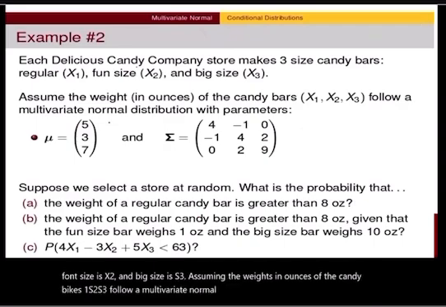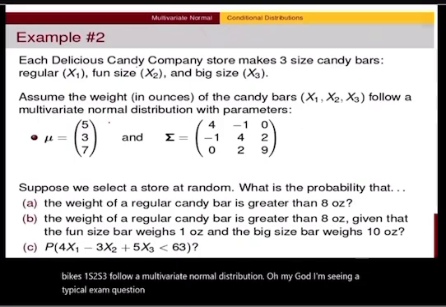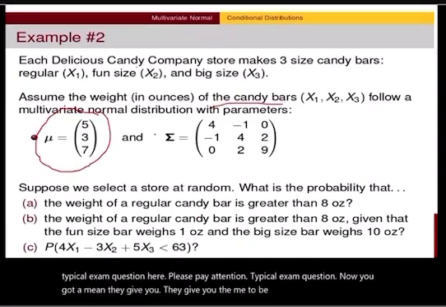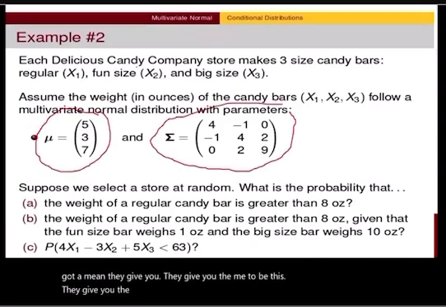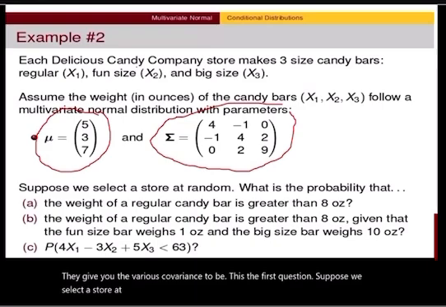Oh my God, I'm seeing a typical exam question here. Please pay attention. Typical exam question. Now, you got a mean. They give you the mean to be this. They give you the variance-covariance to be this. The first question: suppose we select a store at random. What is the probability the weight of a regular candy bar is greater than 8 ounces?